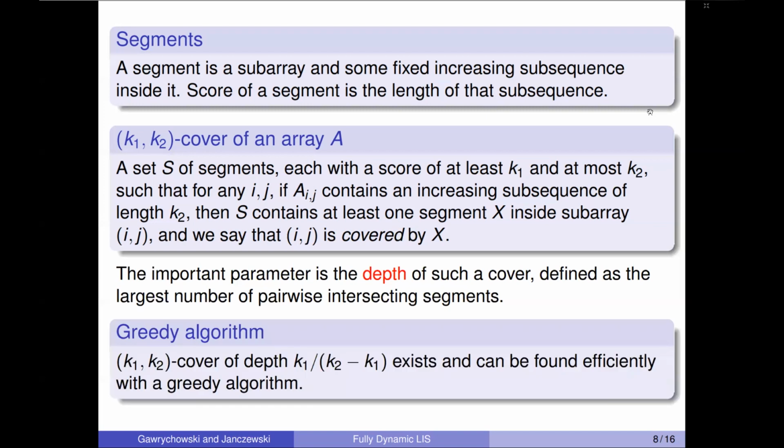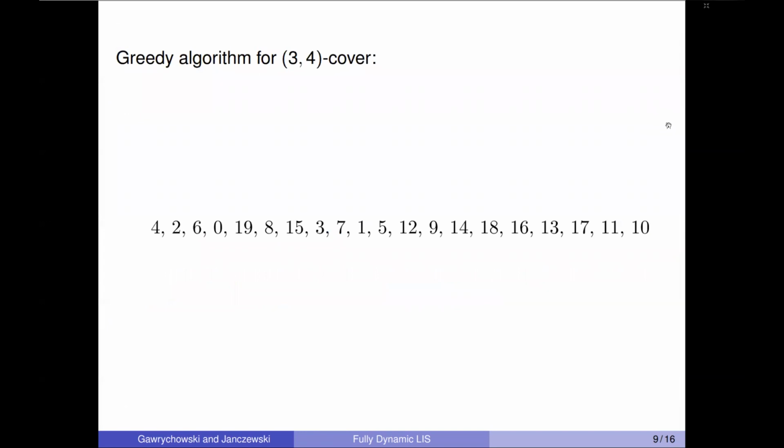Okay, and it turns out that using a specific greedy approach can be used to efficiently compute a K1, K2 cover of depth K1 over K2 minus K1. So if we set K2 to be, say, 1 plus epsilon times K1, then this depth is just 1 over epsilon, which is presumably a very small value. Okay, and let me tell you shortly what I mean by greedy approach.